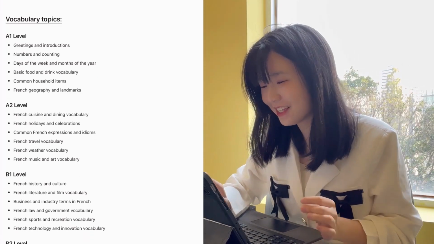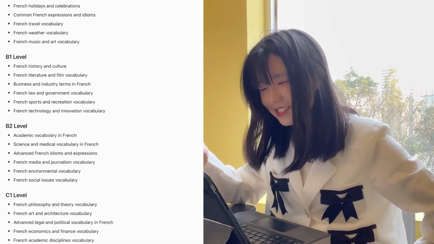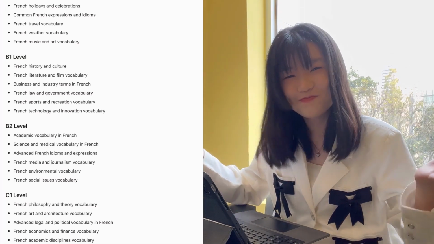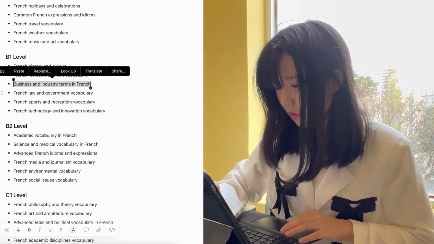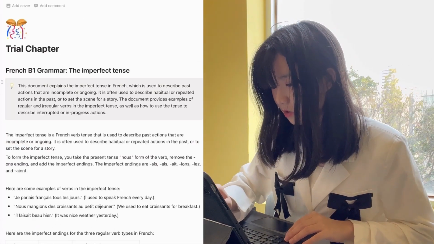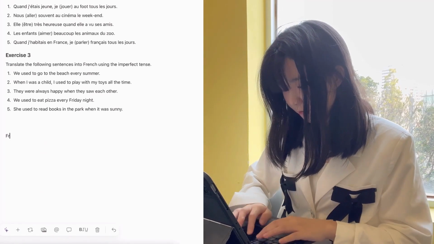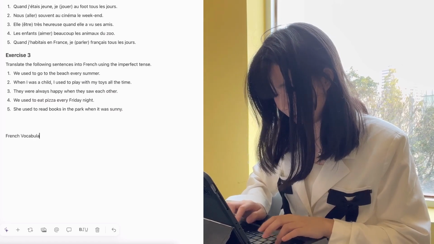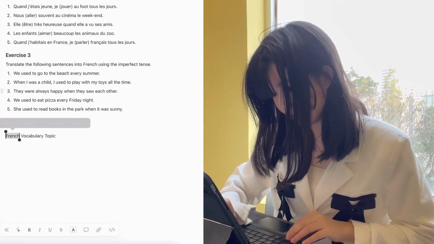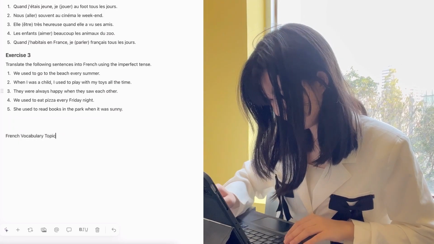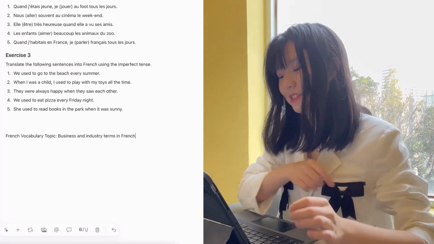I'm going to pick a vocabulary topic I'm going to learn today. What about business and industry? Because I studied business as well. So copy this to trial topic, French vocabulary topic: business and industry terms in French.